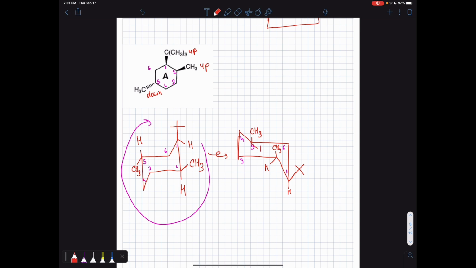So in this case, we're looking at one big group on the equatorial compared to two small groups on the equatorial. We always choose the big group. The more stable one is having the big group on the equatorial, and that's why this will be the more stable one.